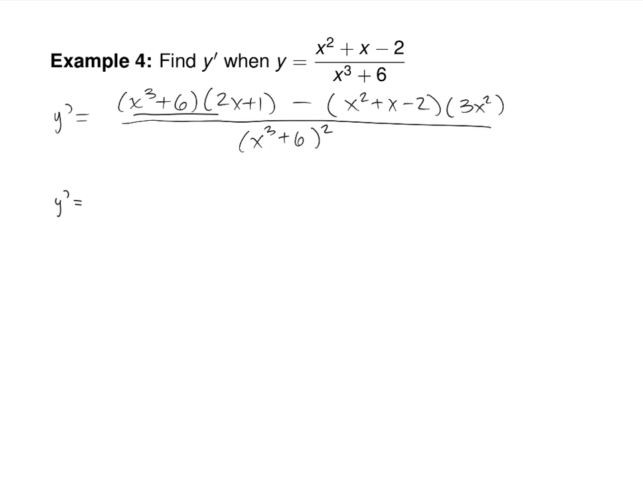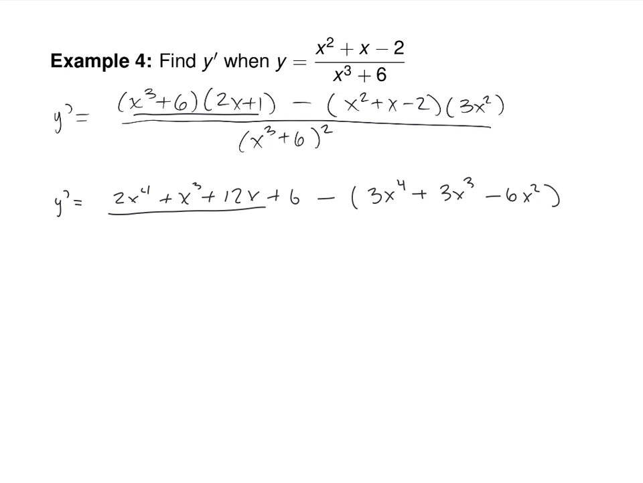So distribute this thing out, and you get, what, 2x to the 4th plus x cubed plus 12x plus 6. Take a second, think about if I did that right, because you know me and arithmetic don't always do good. Did I do it right? Okay. And then minus, I'm going to leave the parentheses there for just a second, 3x to the 4th plus 3x to the 3rd minus 6x squared. Does that seem okay? You all good? Don't leave your denominator off just because you're being lazy, like it has to stay there.